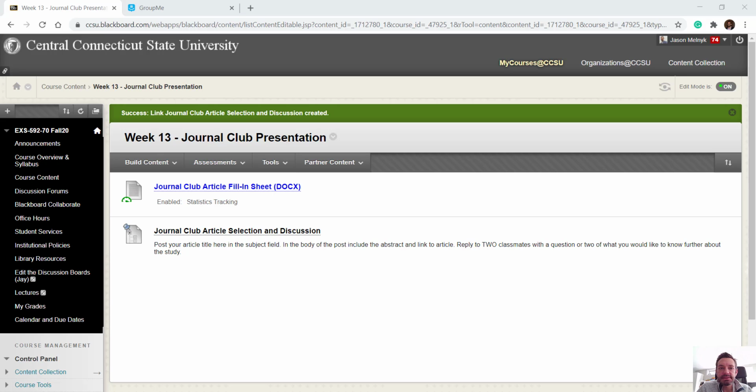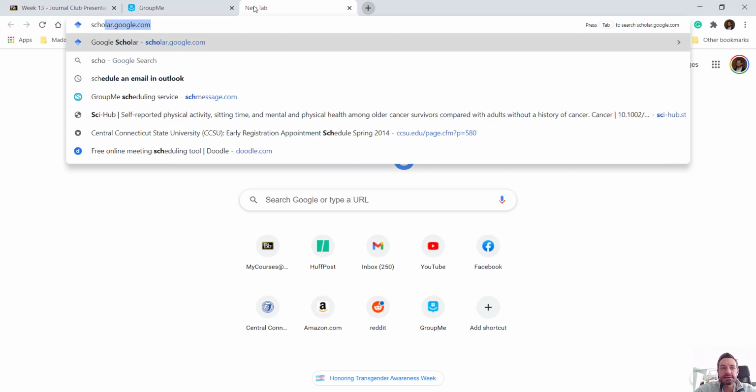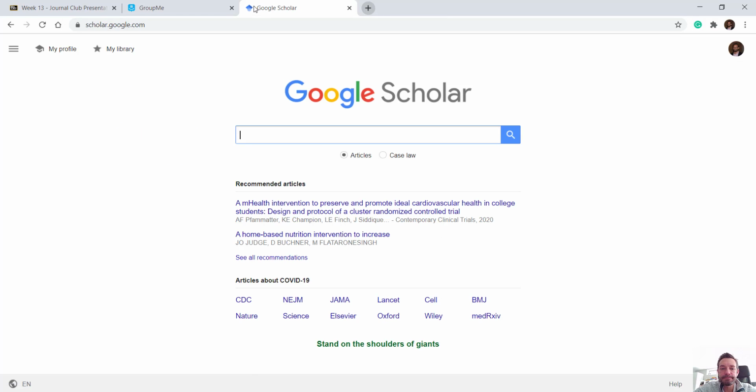So what that means is you need to find an article, and I'm just going to show you two potential areas. Google Scholar, and the only limit on your selection is no later than 5 years old, so 2015 or more recent. The study should touch on some topic of exercise physiology, and it should be something you're passionate about or interested in. And Google Scholar is a good starting point.